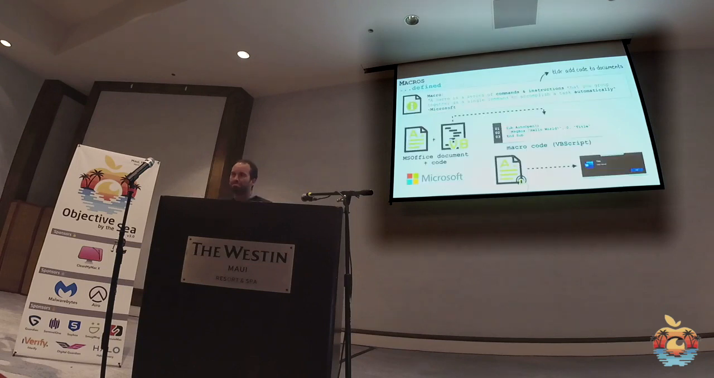So first, just to make sure we're on the same page, what is a macro? I've added the official definition from Microsoft, but in short, you can think of a macro as embedded code in an Office document. And this is normally written in VBA. So in other words, it allows us to add code to documents. I made a little example, we have some VB script. If we embed that into an Office document, when the document is opened and the user clicks allow, there'll be a little pop-up saying, hello world.